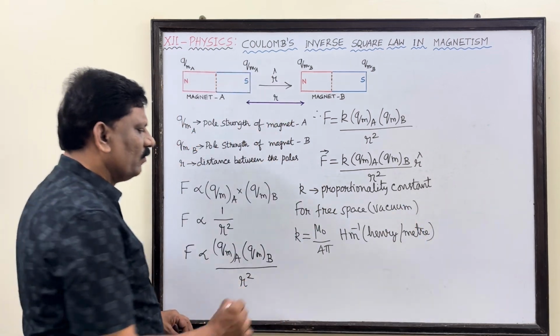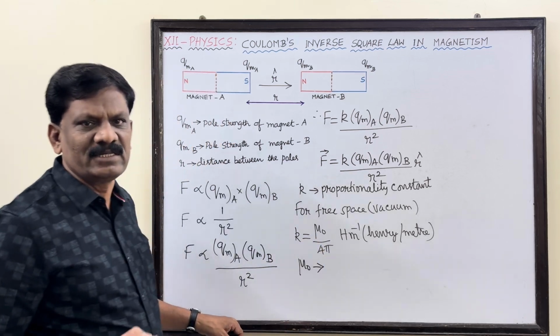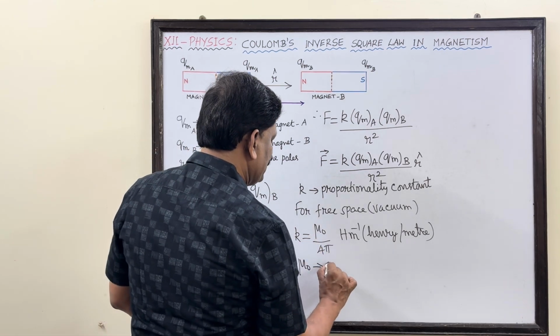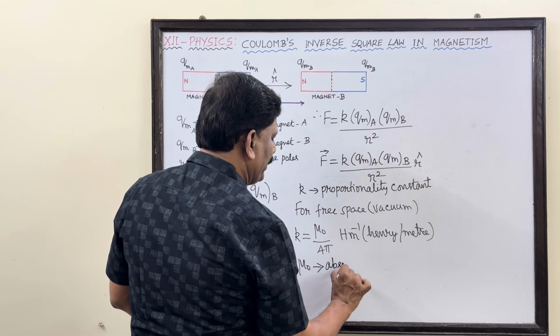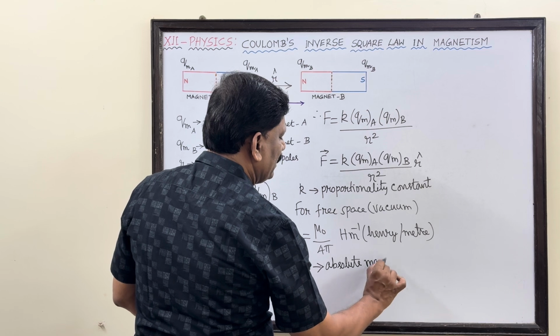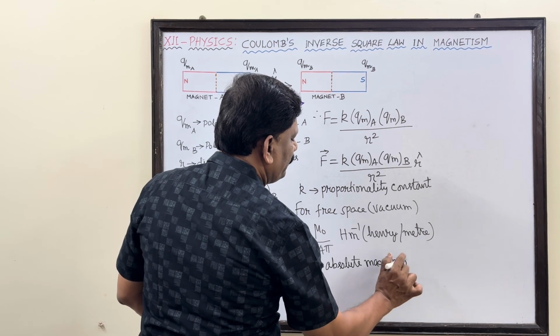Okay. So what is mu naught called once again? Mu naught is a constant. So this mu naught is called absolute magnetic permeability.